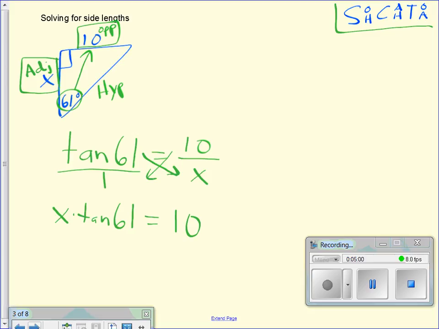My whole goal is to get x by itself. To get rid of that, I'm going to divide by tangent 61. Boom. Keep in mind, whenever there's an equal sign, you got to do the same thing on both sides always. So I'm left with just x on the left and 10 over tangent 61 on the other side.